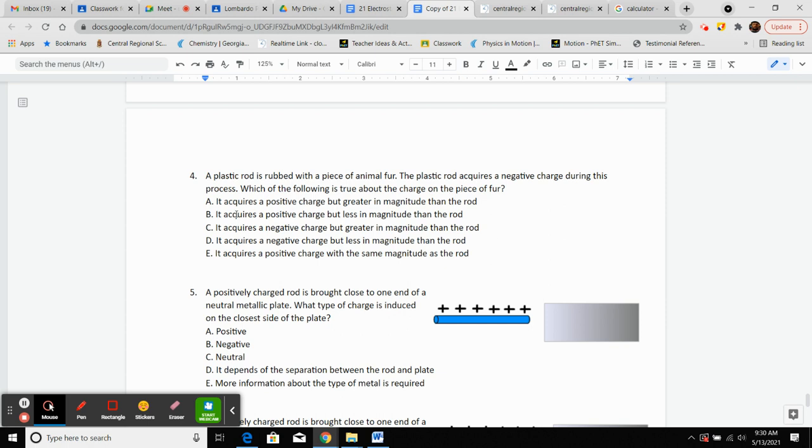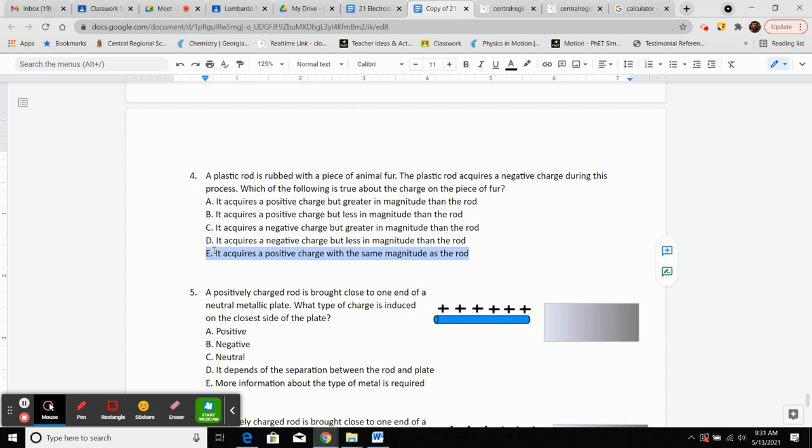It does acquire a positive or negative charge. If they're both rubbed together, first neutral, now the rod becomes negative. That means the fur has to become what? So that means C and D are automatically eliminated. So does it get positive charge greater than the rod? Does it get positive charge less than the rod, or positive charge that's the same magnitude? E. It would be E.